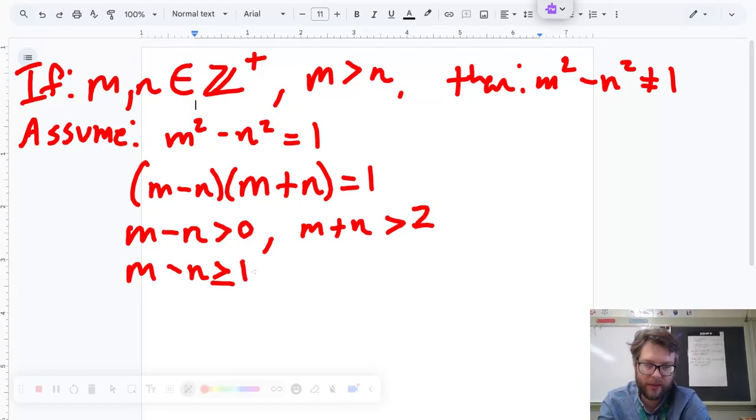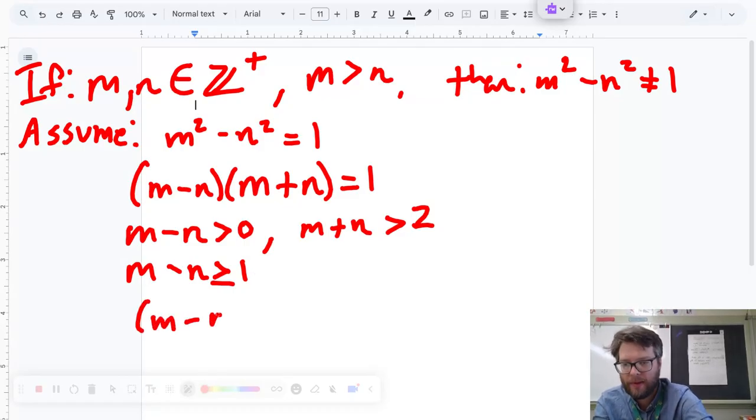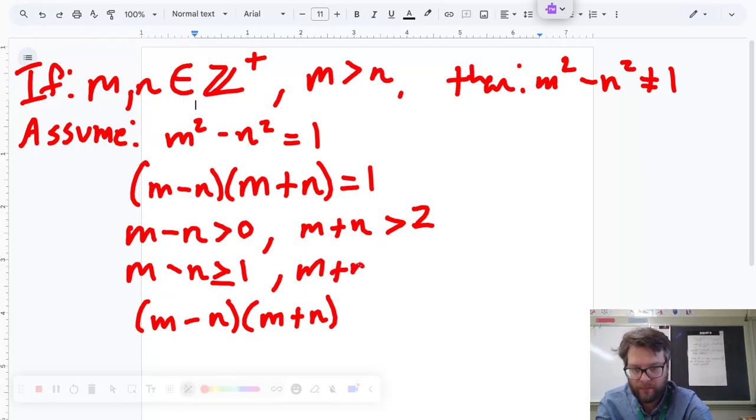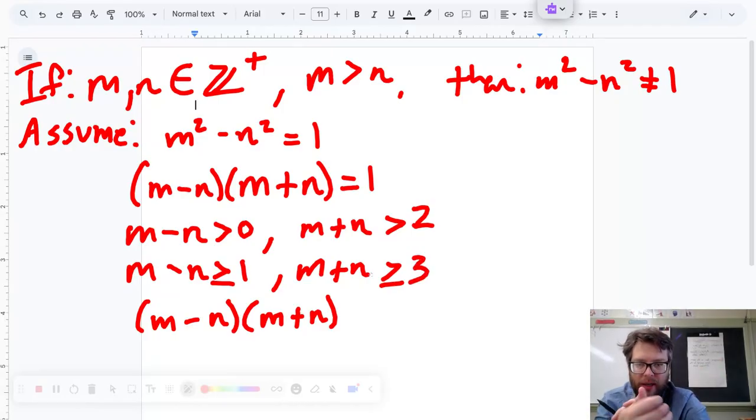And do we see the contradiction here? This means that m minus n and m plus n, should I put greater than or equal to? Yeah, so they're both positive integers and m has to be bigger than n, and so the smallest possibilities are 1 and 2. So I could say greater than 2, or I could really say greater than or equal to 3. That's kind of what I'm trying to get at here.